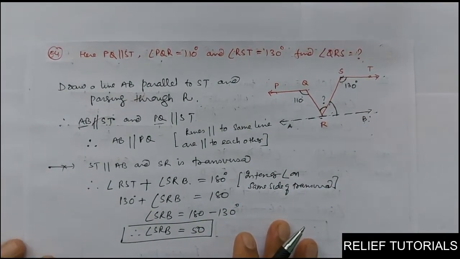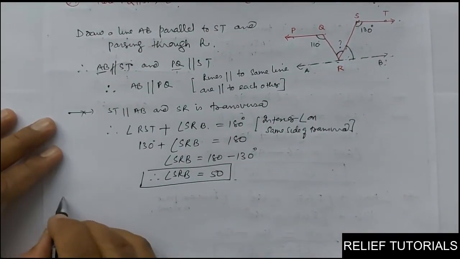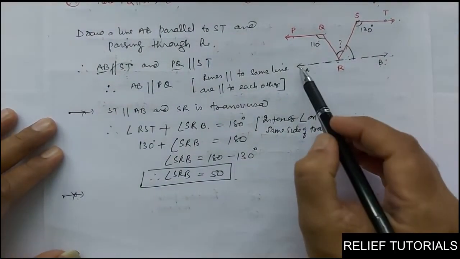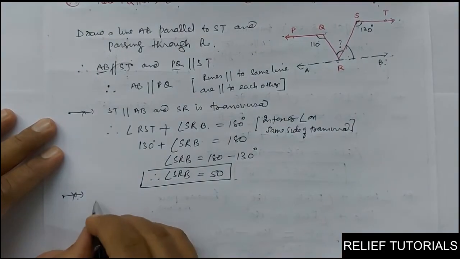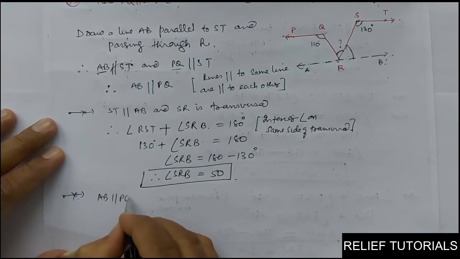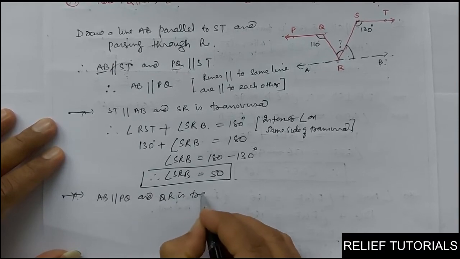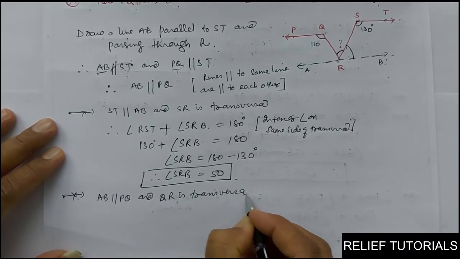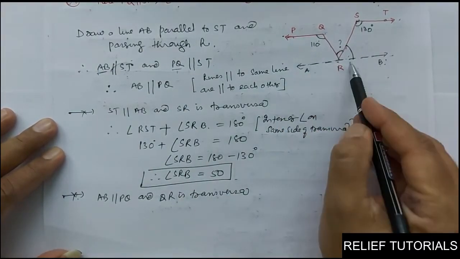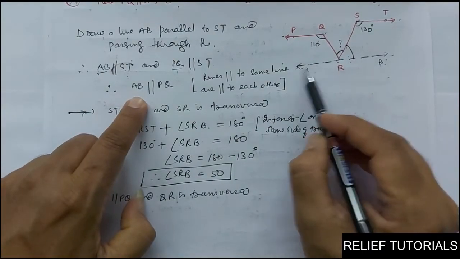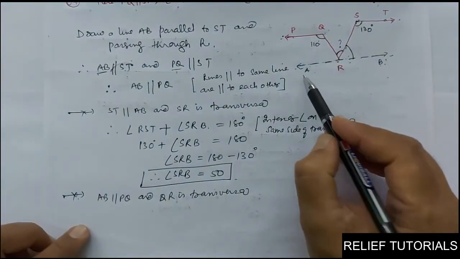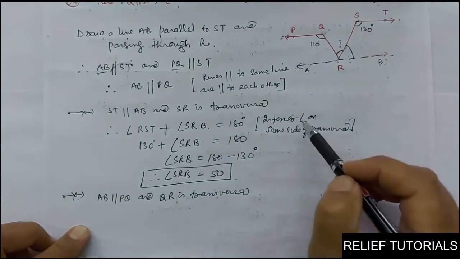Similarly, we can say this AB is parallel to PQ, and QR is the transversal. Have you got it, friends? See, these two are parallel. We have proved here AB is parallel to PQ. So AB is parallel to PQ and this QR is a transversal.